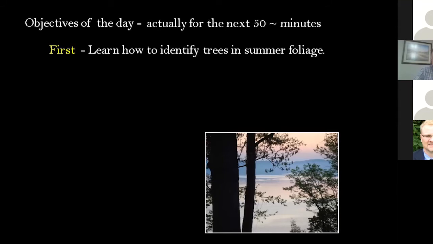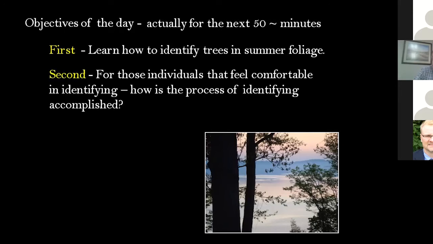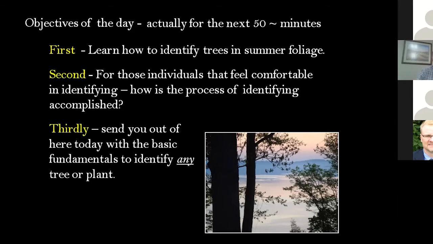First of all, we're going to learn how to identify trees in their summer foliage. When I was here in January, we talked about identifying trees in the winter plumage, I guess you might say. Secondly, there's probably a lot of people that can identify a lot of trees, but what I want to do is subconsciously, how is it that you're identifying those trees? Thirdly, I want to send you out of here today with the basic fundamentals as to being able to identify any tree or plant in the world.